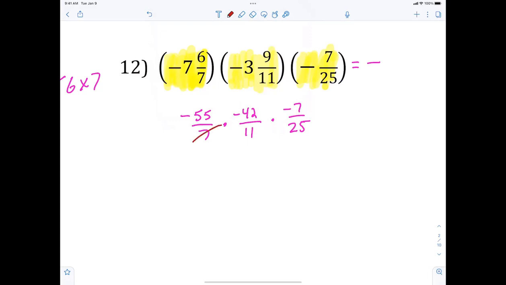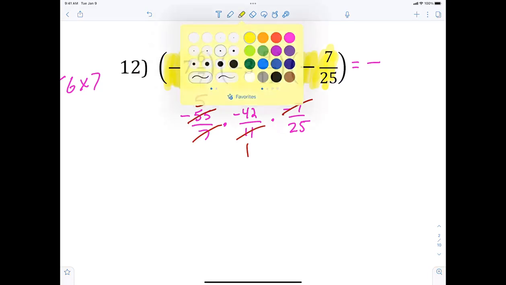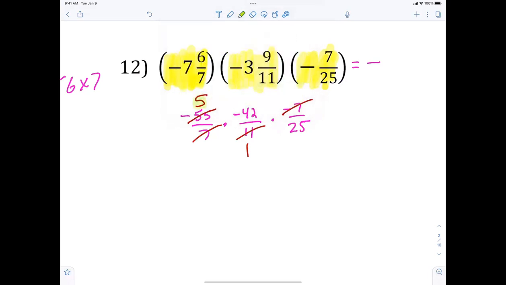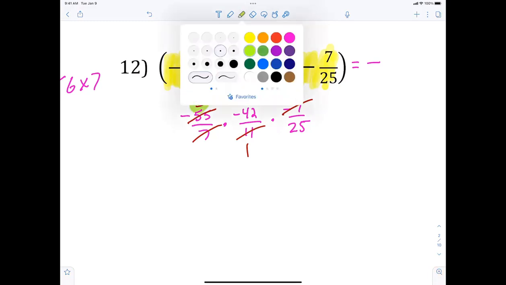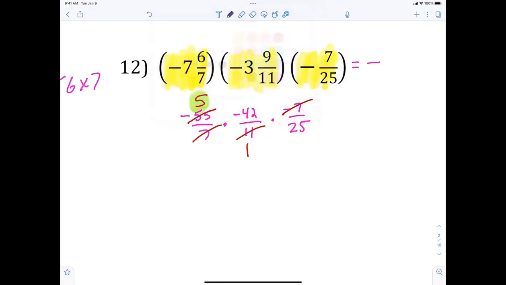Yes, nice work on that one. Now what? Good. What is that? Yes. Now what? Oh, that's 25 and 5. That's right. What does 5 become? Right. Final answer. 42 over 5. That's right.